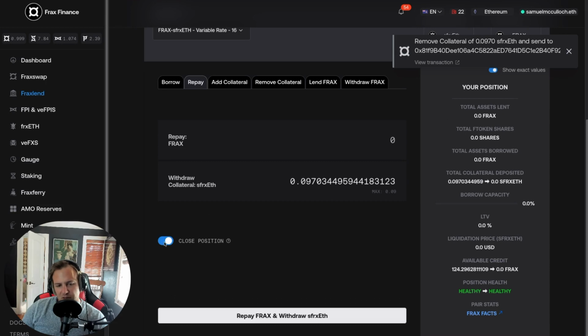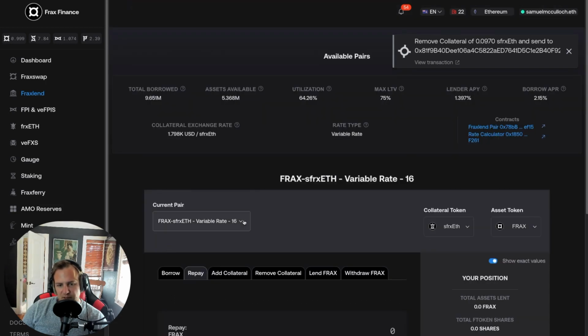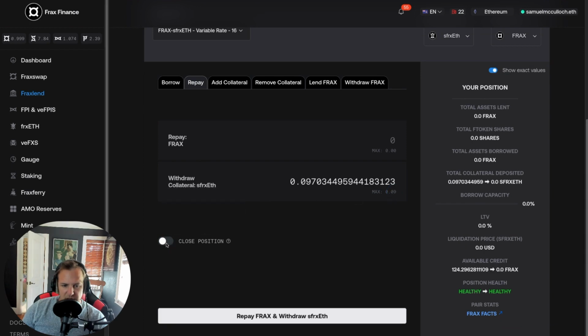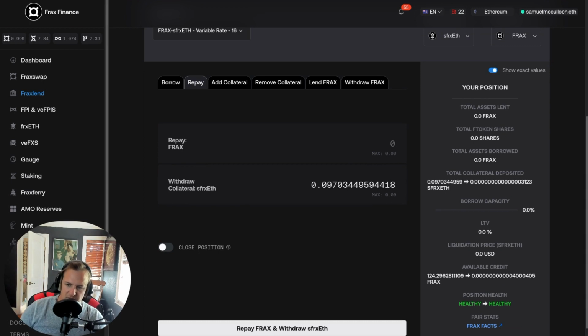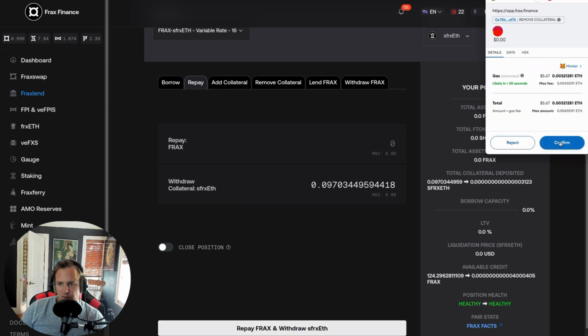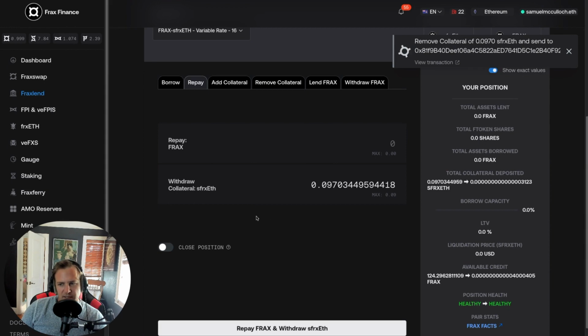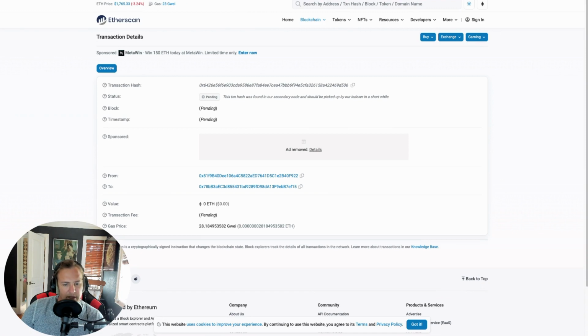If it doesn't, I'm just going to turn off this closed position thing and just try it on its own. Okay, let's just try this. And maybe there's just too many things here. So one last time, I'm going to try to withdraw my collateral with a few less decimal places. Transaction's going to fire off. I can look at it on either scan and follow it as it goes pending.